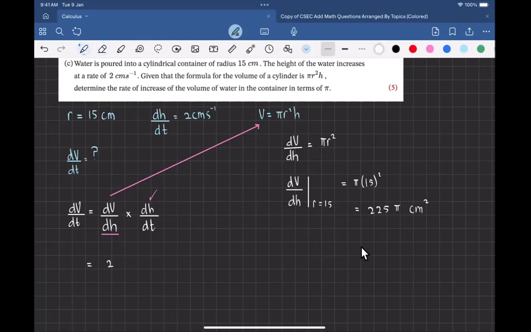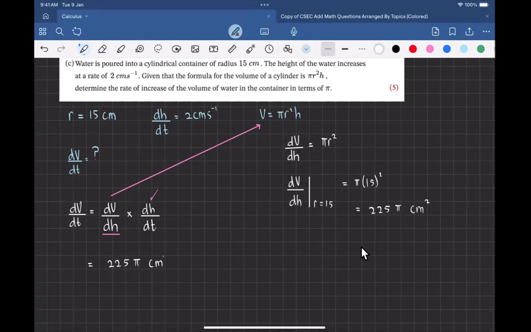So I'm going to write now 225 pi centimeter squared multiplied by dh/dt. dh/dt is 2 centimeters per second. Alia, I want you to run me through the multiplication. What is 225 by 2? 450. Cool. 450 by pi.